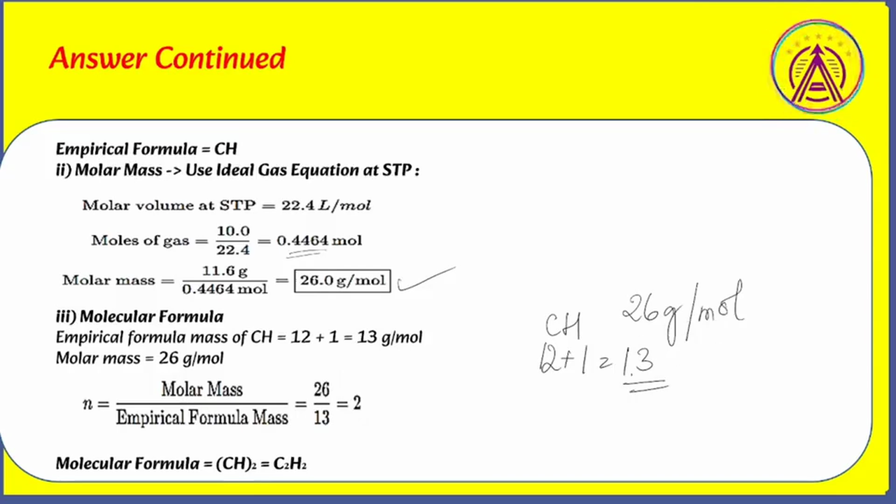So how can we convert this 13 to 26? If we actually see, 26 divided by 13 is nothing but 2. So this is the value we need to multiply with our empirical formula in order to get the molecular formula. So if we do CH into 2, we get C2H2, which is nothing but ethyne gas.